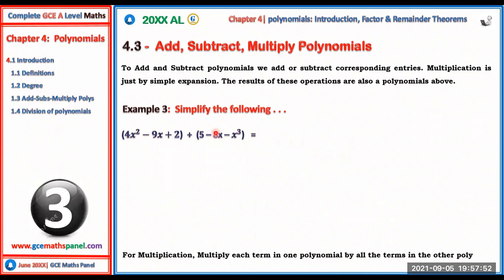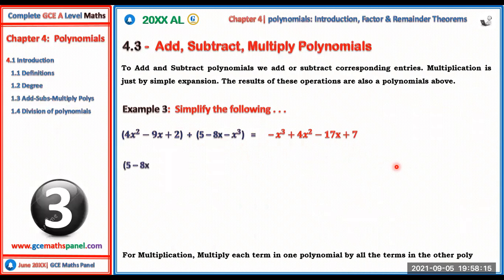So we are going to do this addition term by term. Terms in x cubed is just this one. So we have minus x cubed. Terms in x squared, you have just this plus 4x squared. Terms in x, you have minus 9x minus 8x, which is minus 17x. And constant terms, you have 2 plus 5, which is 7.